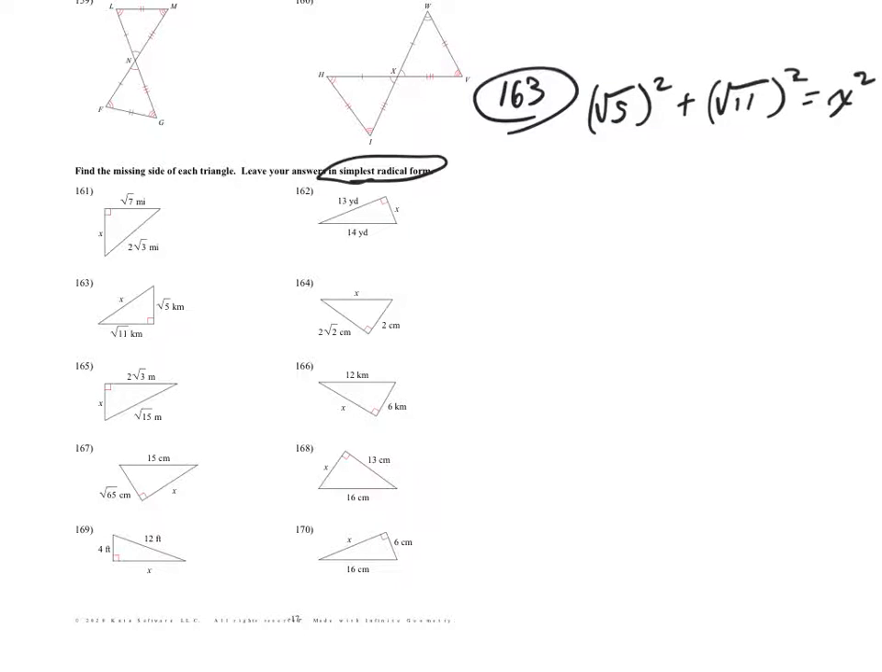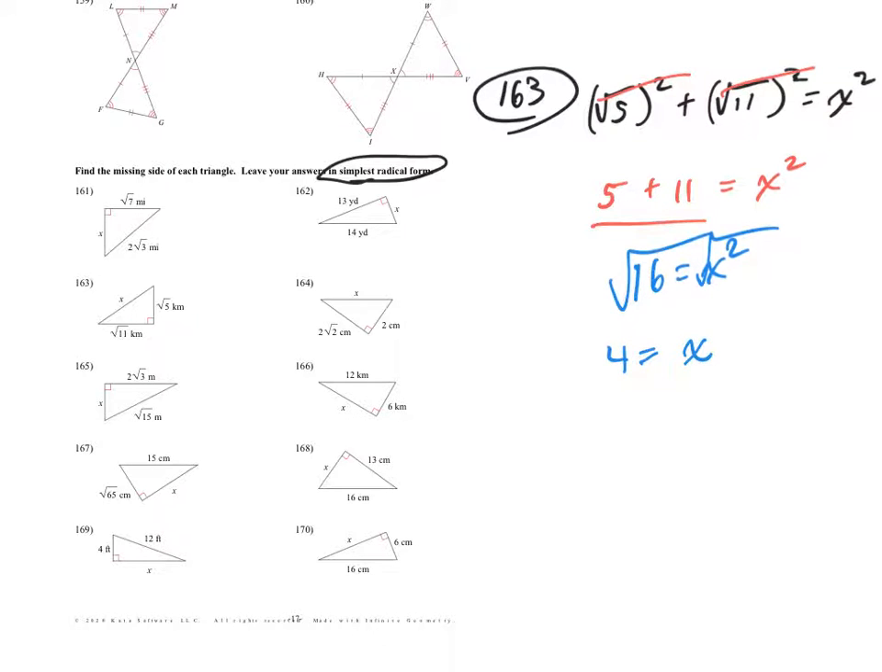All right. Again, reminder that my radicals here, my square root with a square, those guys cancel each other out. So I'm going to be left with 5 plus 11 equals x squared. I'm going to go ahead and combine those. That gets me 16 equals x squared. We take the square root of both sides, and that gives me x equals 4 as my hypotenuse there. All right.